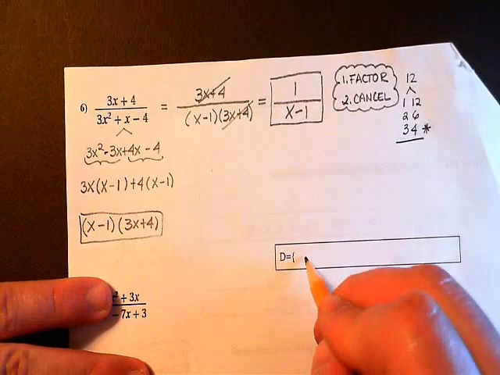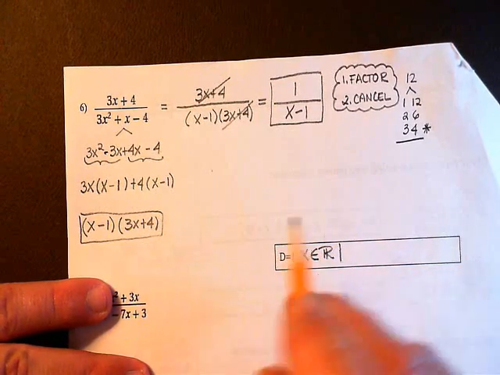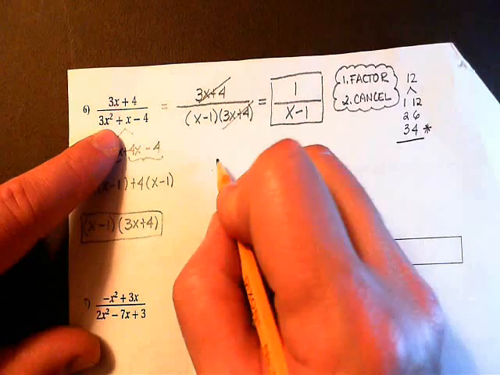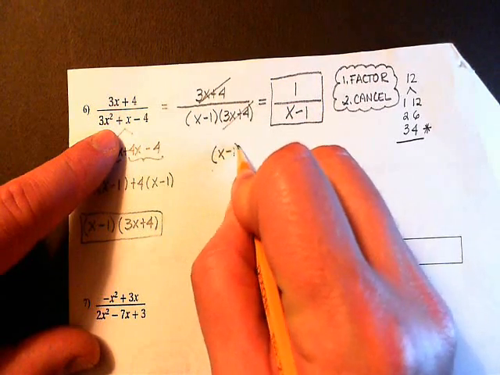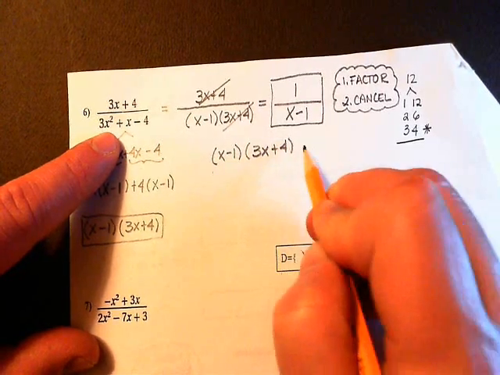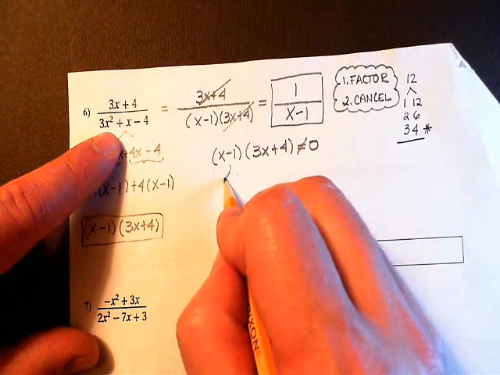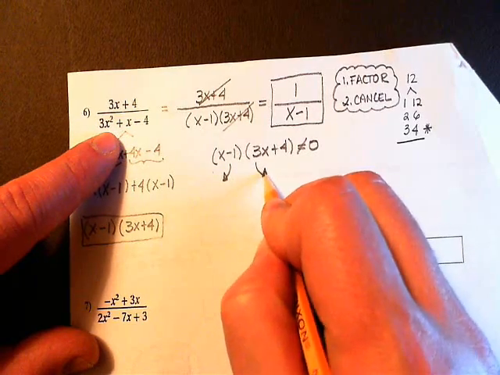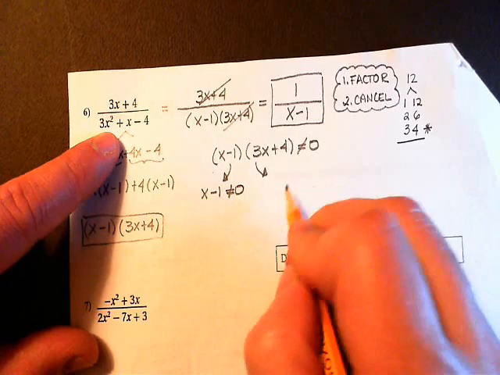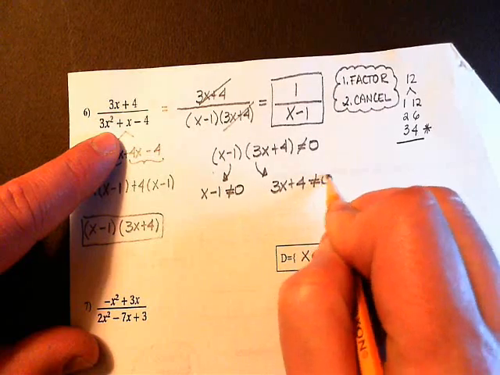Okay, now we need to do our domain, which is x belongs to all real numbers, such that, now we look at the denominator in its factor form before it got canceled. So this would be x minus 1 times 3x plus 4, and we set it to be different than 0. We break it apart into two parts. x minus 1 must be different than 0. 3x plus 4 must be different than 0.